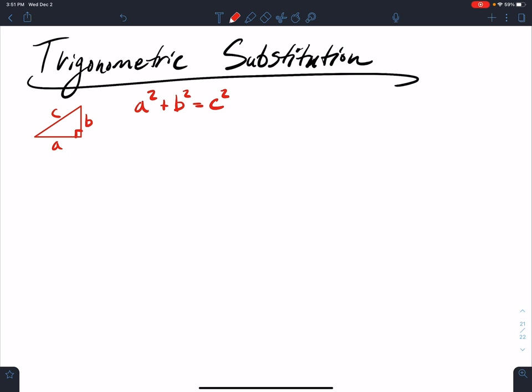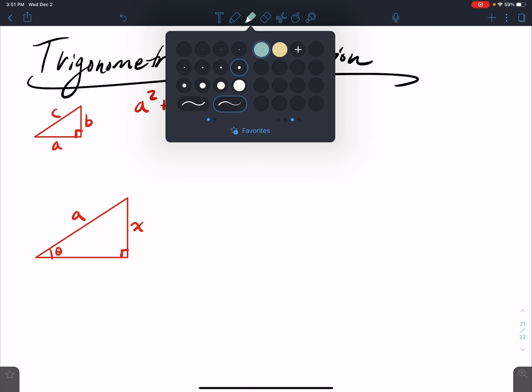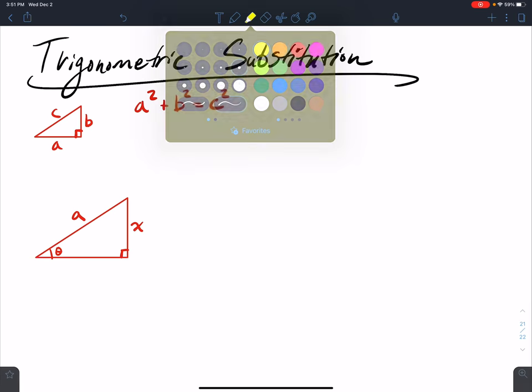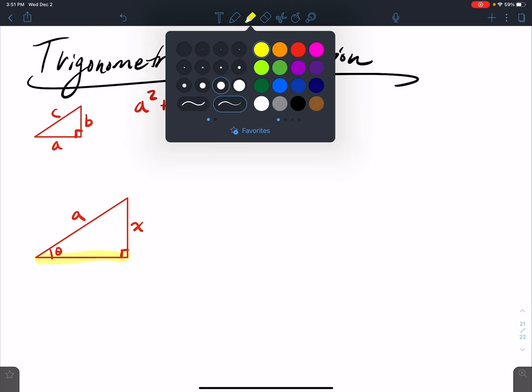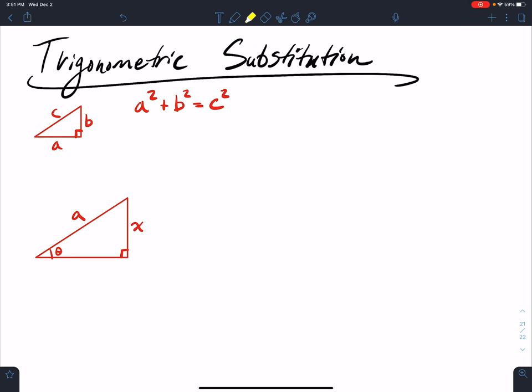Okay? So, say you have a triangle, and what we're going to add to this is some angle theta here. And we know that this side is x and this side is a. How do we write this third side here in terms of a and x? Well, we use the Pythagorean Theorem. All right, so the Pythagorean Theorem says what? A squared plus b squared equals c squared, where c squared is the square of the hypotenuse, right?